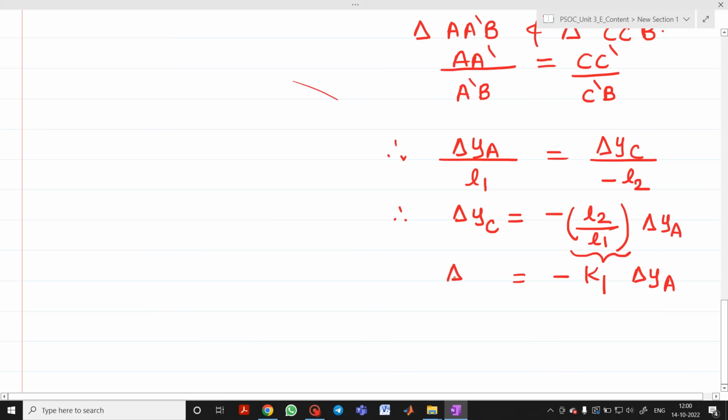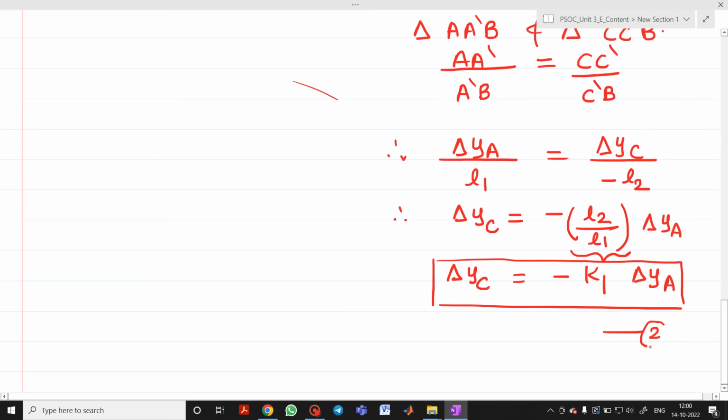So what equation do you have here? Delta YC equals minus K1 into delta YA. Mark this as equation number 2, because we are going to use this equation further. This will be equation number 2.